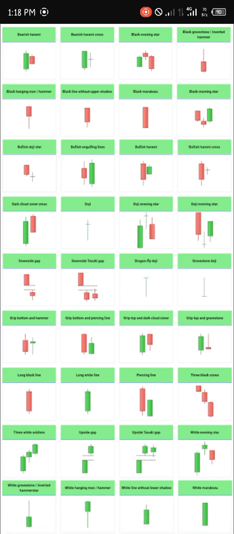So look at another one. This one is the evening star with this doji. This is a doji. So look at the doji. The body is very small with a long wick, most of the time a long equal wick.